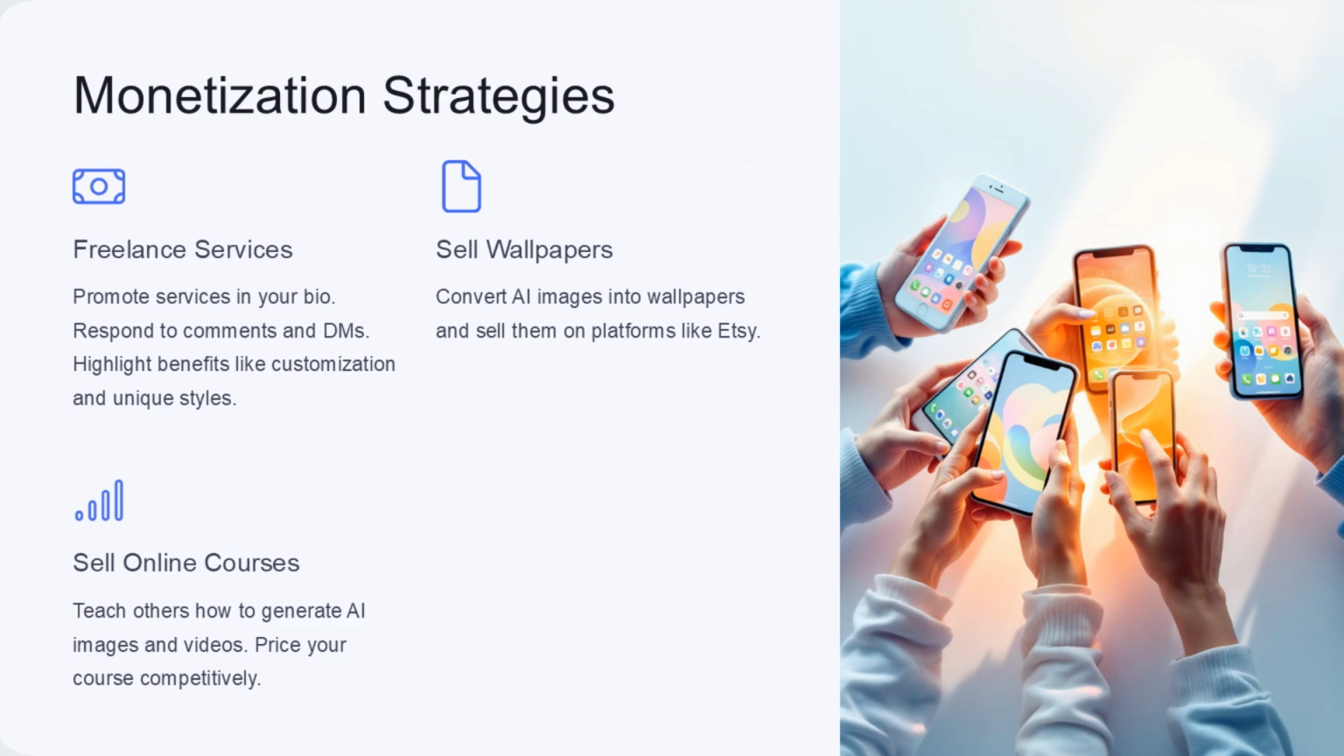3. Sell online courses. Teach others how to generate AI images and videos. Price your course competitively, e.g., $100. Example: 50 course sales equals $5,000 a month.